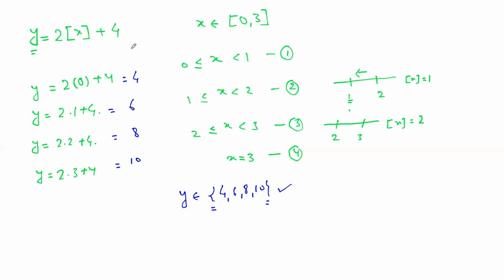We can also solve this with the help of a graph. See, we have to draw the graph for x belongs to 0 to 3 only. So, it is given. First, we are drawing the graph of y is equal to the greatest integer of x for x belongs to 0 to 3.